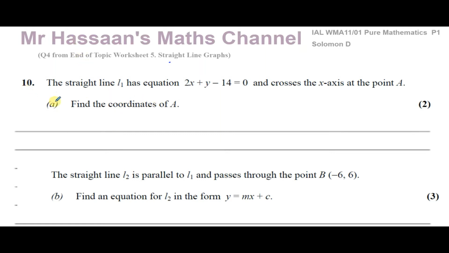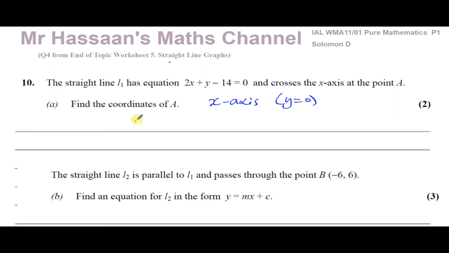So part A says the straight line L1 has equation 2x plus y minus 14 equals 0 and crosses the x-axis at the point A. Find the coordinates of A. Well, it crosses the x-axis when y equals 0. The equation of the x-axis is y equals 0. So when you substitute y equals 0 into the equation, you will get the point where it crosses the x-axis.